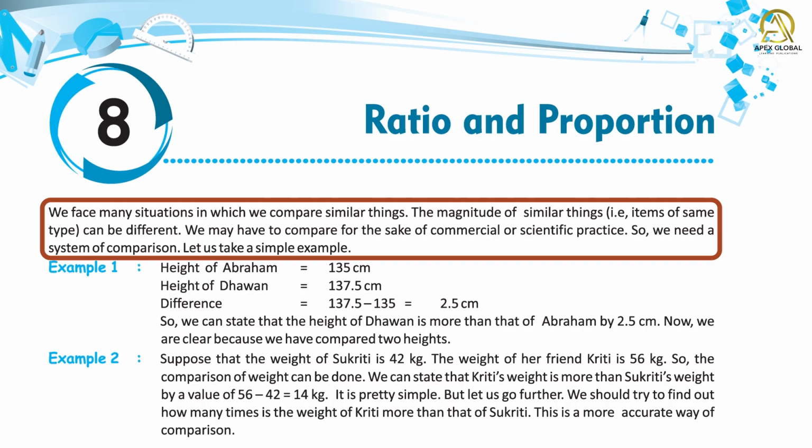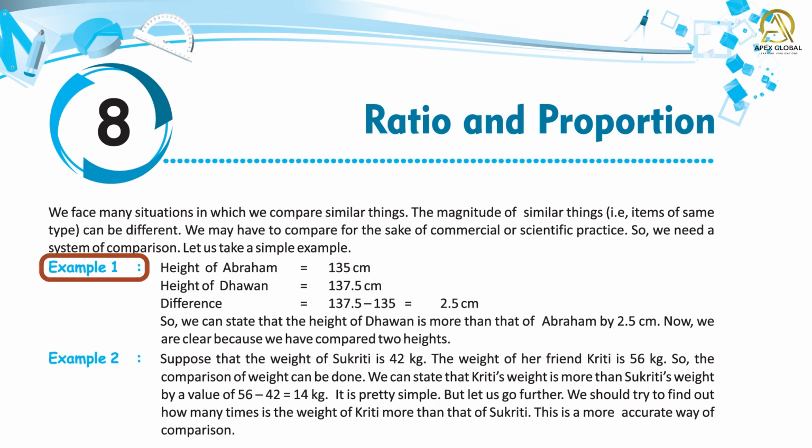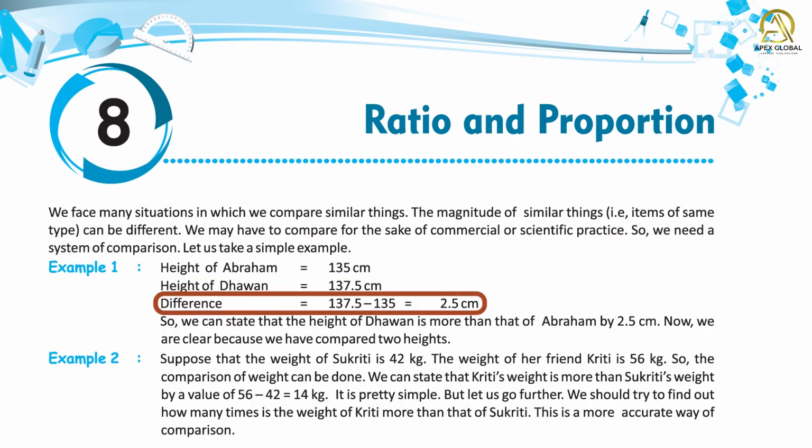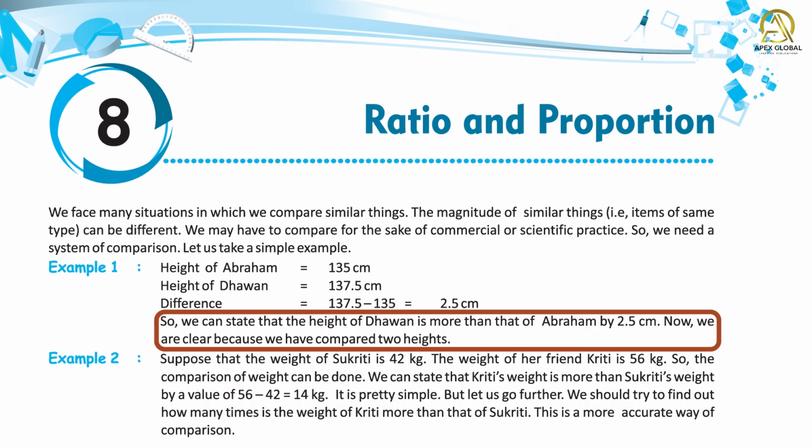Let us take a simple example. Example 1. Height of Abraham is equal to 135 centimeter. Height of Dhawan is equal to 137.5 centimeter. Difference is equal to 137.5 minus 135 is equal to 2.5 centimeter. So, we can state that the height of Dhawan is more than that of Abraham by 2.5 centimeter. Now we are clear because we have compared two heights.